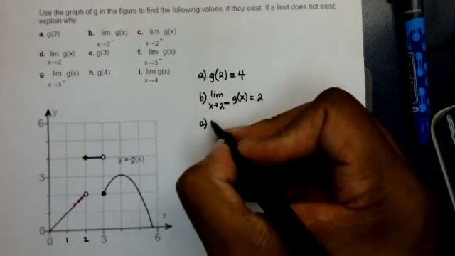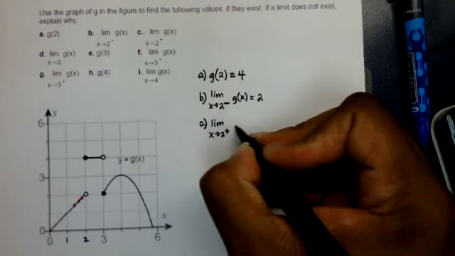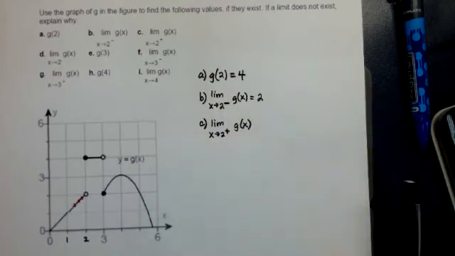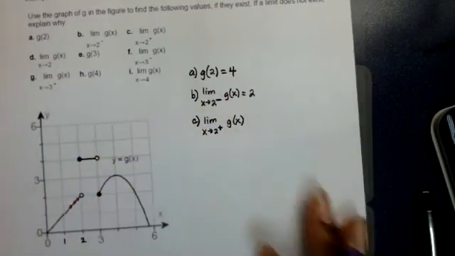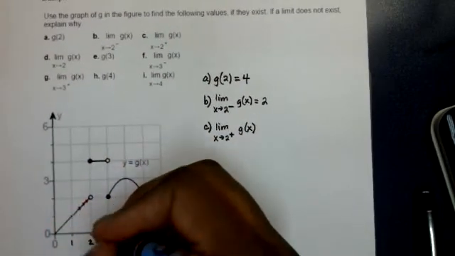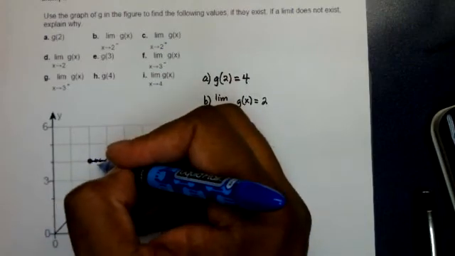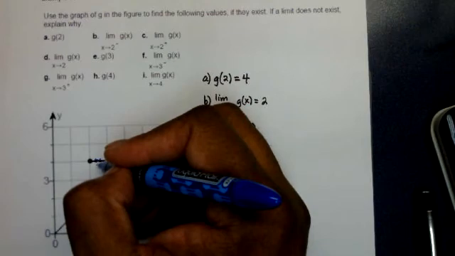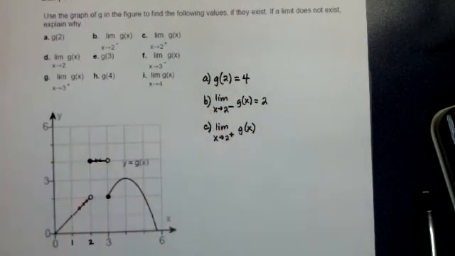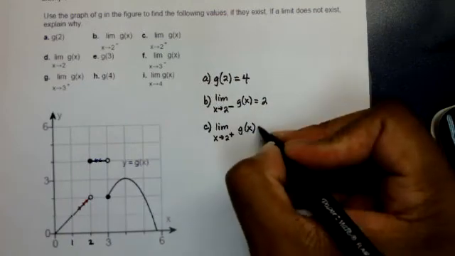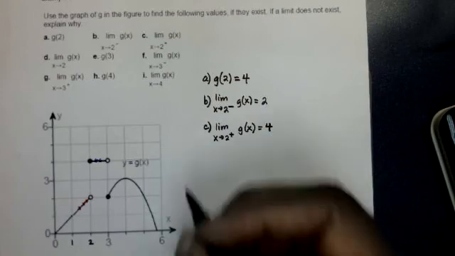Part C, the limit as x approaches 2 from the right of g of x. Okay, so here's 2, to the right of 2 we have to be over here somewhere. So if we look over here, what's happening to the right of 2? The value of g of x gets closer and closer to this point right here, which is, in this case, 4. So the limit as x approaches 2 from the right of the function g of x is equal to 4.